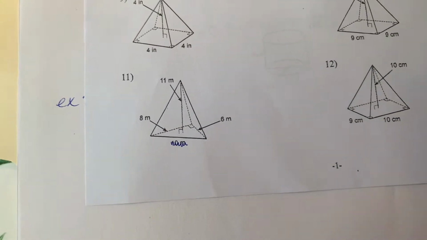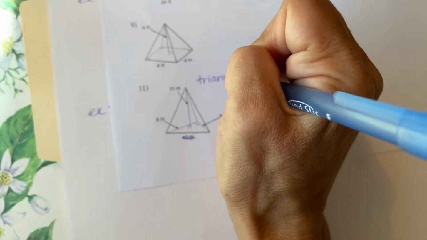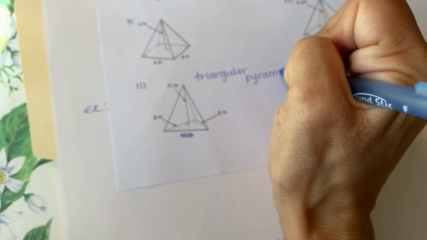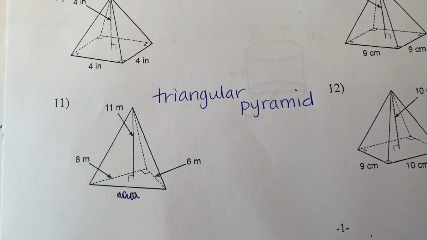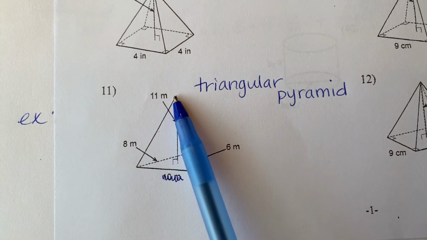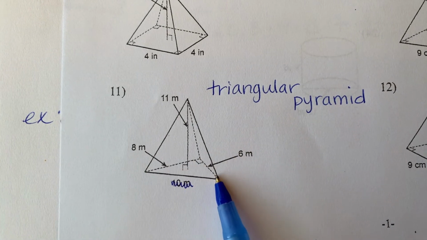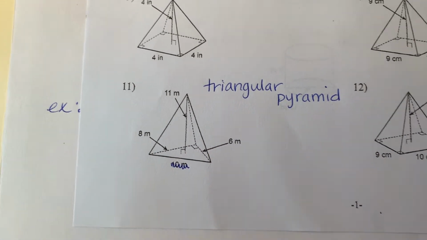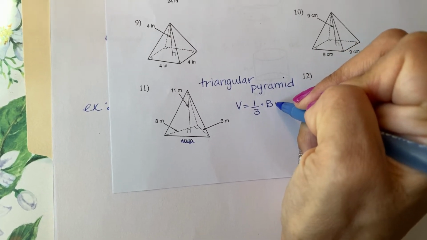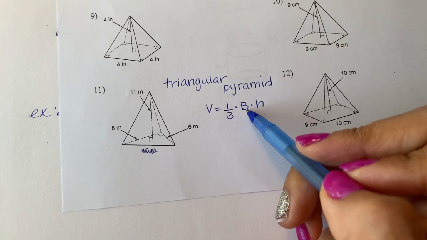So here, this is a triangular pyramid. It's a pyramid because it has a little pointy top, but it's triangular because the base face is the shape of a triangle. Okay, so volume is 1/3 base face times height. So what's the shape of my base face?